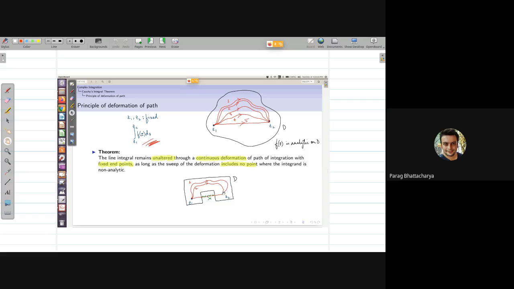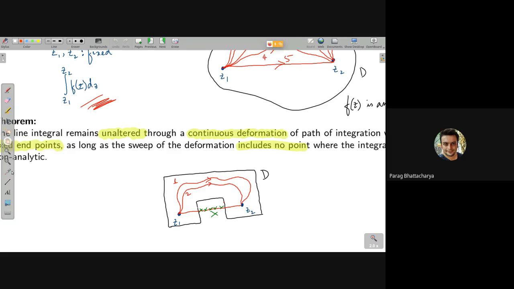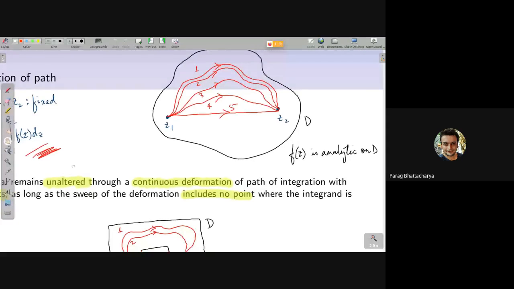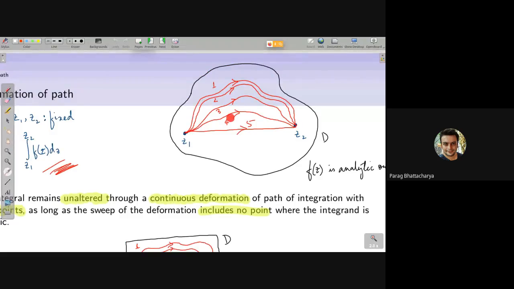So same thing here. I could go from z1 to z2 like this, but I cannot go straight here because I cannot deform this path into a straight line. If I make it a straight line, it will pass through some regions which do not lie in this region, where the function need not be analytic. But in this case, I can continuously deform this path and make it a straight line.